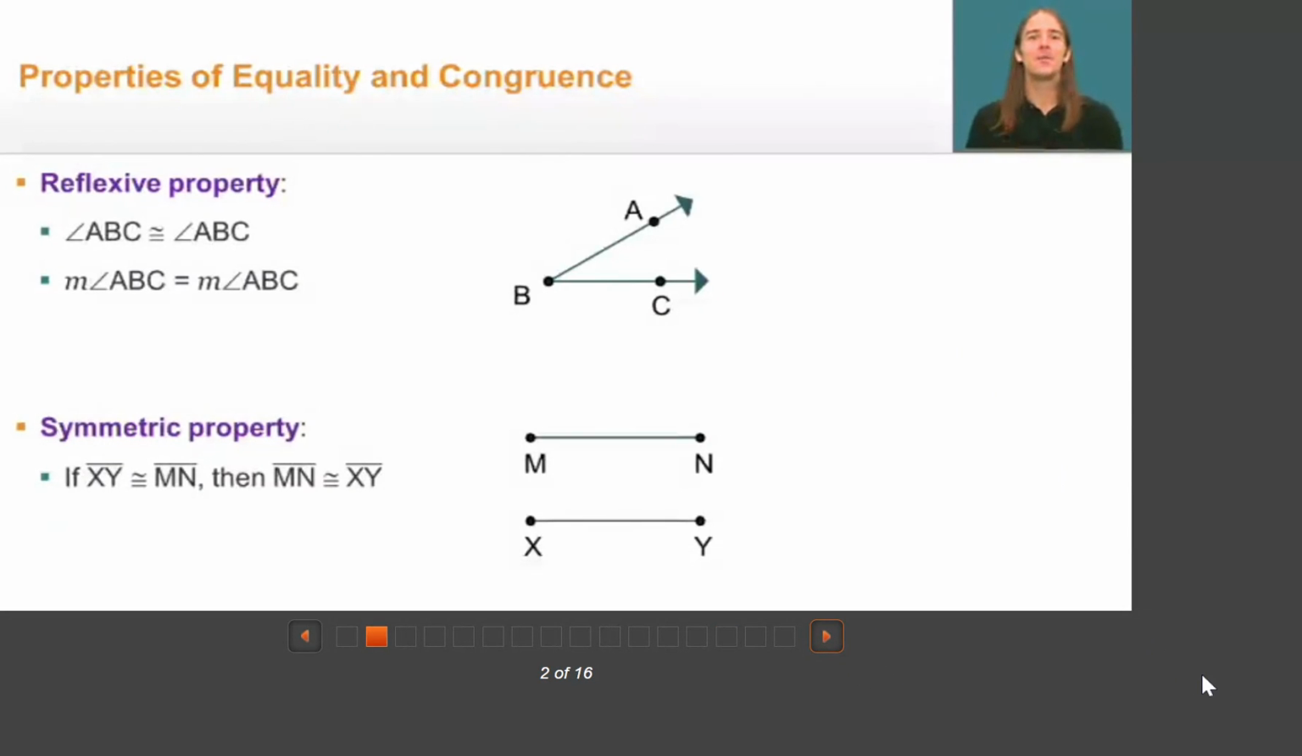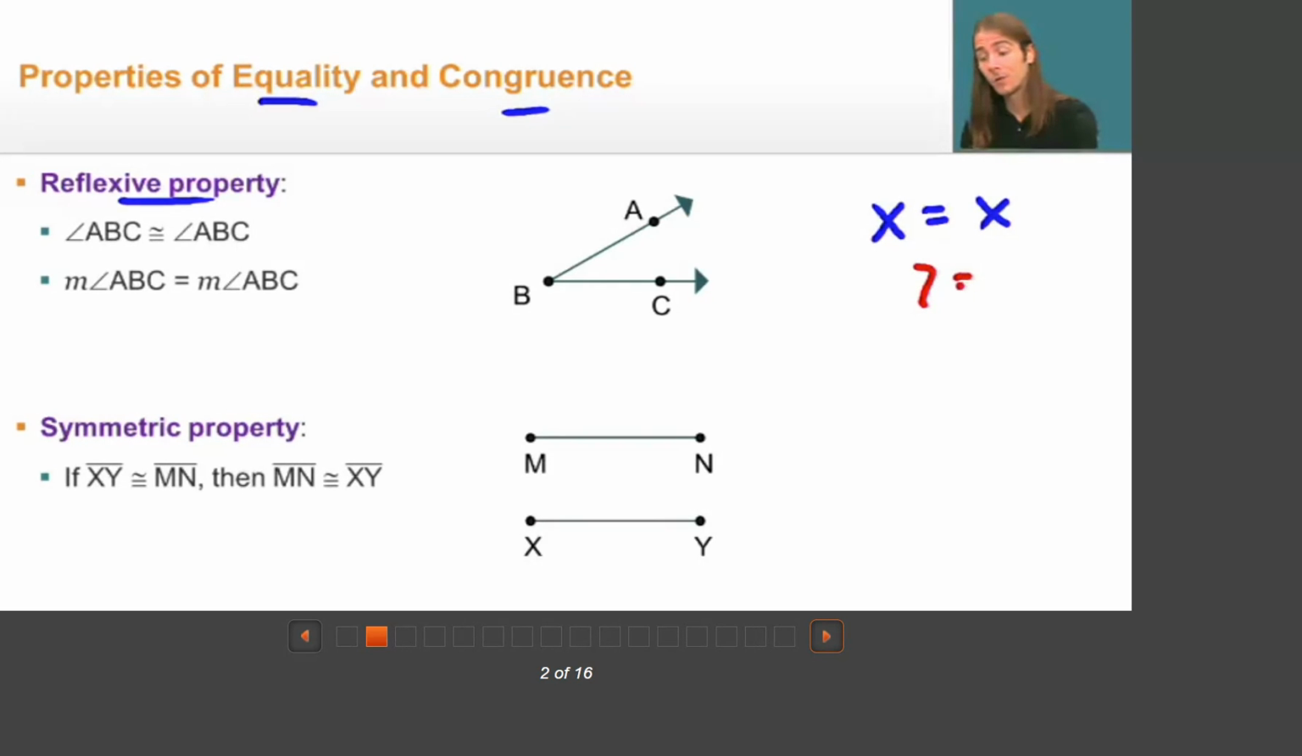There are some very important properties of equality and congruence that we need to learn because they'll be very useful to us when we do proofs. The first one we should talk about is called the reflexive property. Even if you've never heard this name, you might be familiar with it when it comes to equality for real numbers. For example, I can say that any real number x is equal to itself. The number 7 is most certainly equal to itself, and I don't think anybody would argue with me about that.